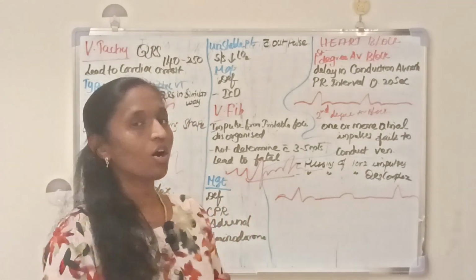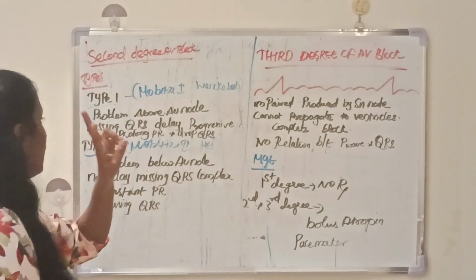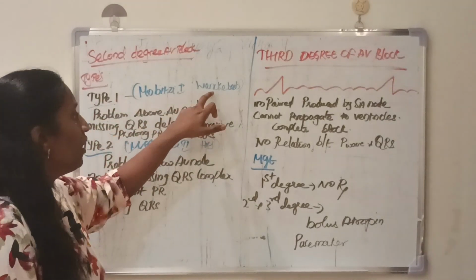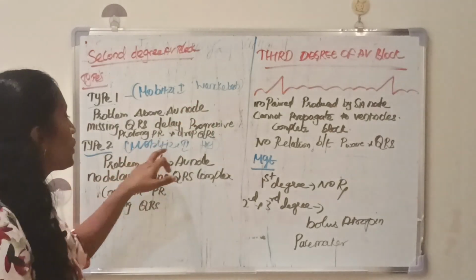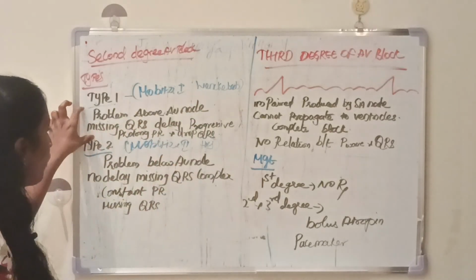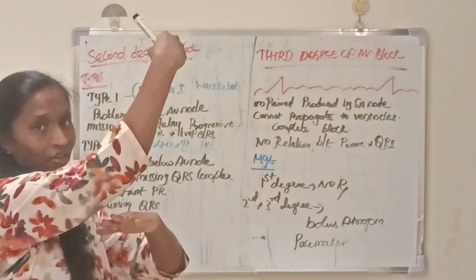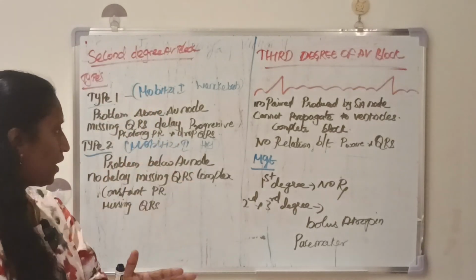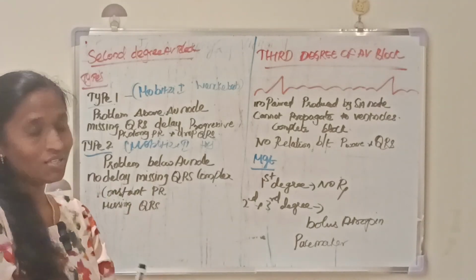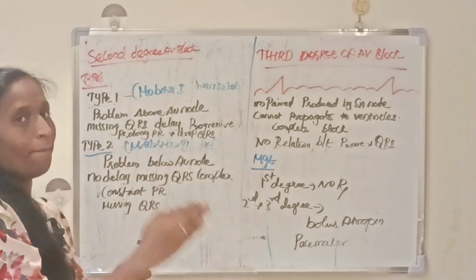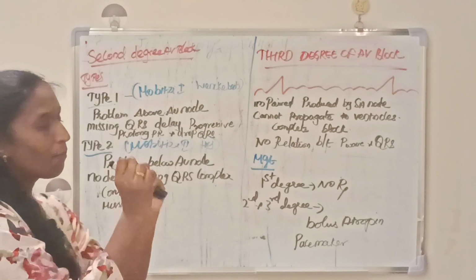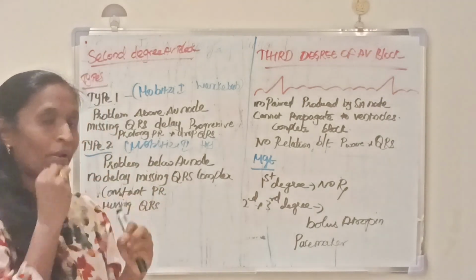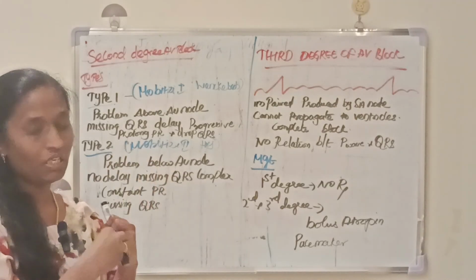There will be a missing of the QRS complex. In the second degree, we have 2 types, type 1 and type 2. Type 1 is Mobitz 1, Wenckebach, and type 2 is Mobitz 2, Hay. In type 1, the problem is above the AV node. There will be a progressively prolonged PR interval and then a dropped QRS complex. Understand?